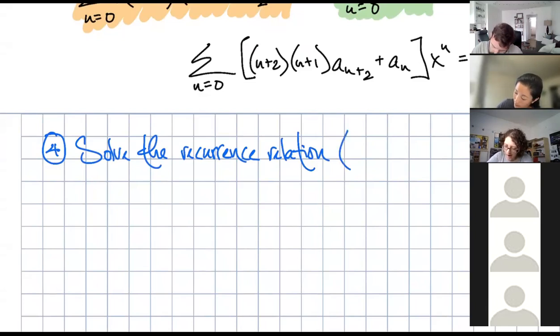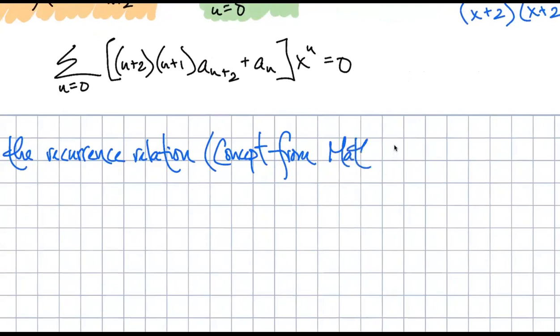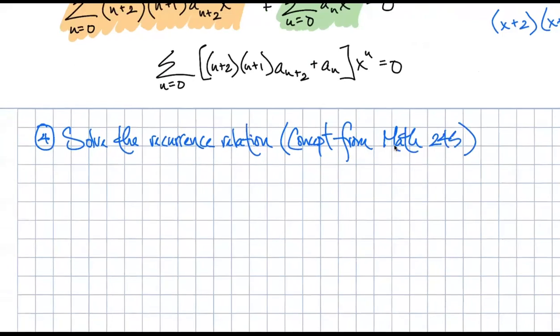And this, I think you've all taken discrete, yes? So 245, no, okay. I think it does maybe depend on which school you are in. Okay, but the recurrence relation is a concept from Math 245. Okay, but if you haven't had 245, that is absolutely fine. The basic gist of it is we're going to take this thing in the brackets. We're going to set it equal to 0.